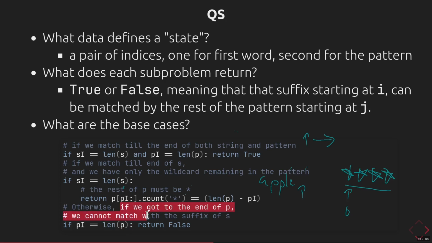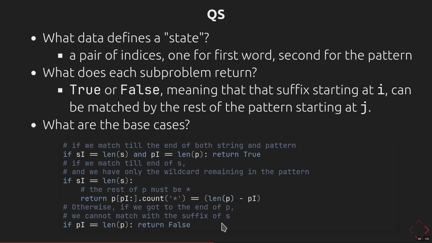And otherwise, if we got to the end of P, but there are some bits of S remaining, then I have to return false, right? Because I'm already over here. There's nothing else I can use to keep matching the suffix that exists right now. So return false in this case. These base cases take some time to think about.